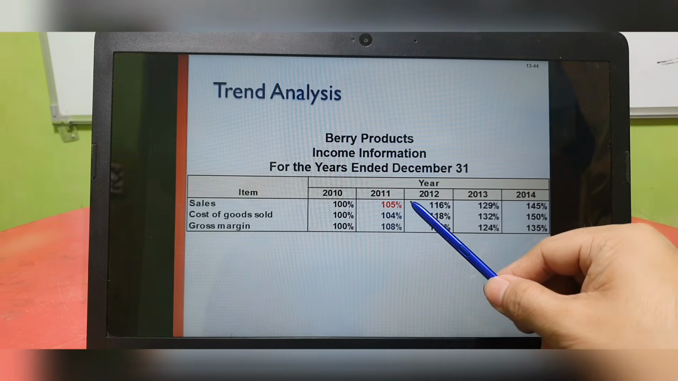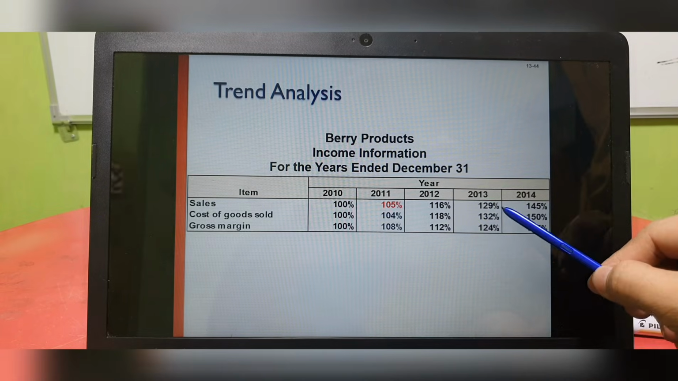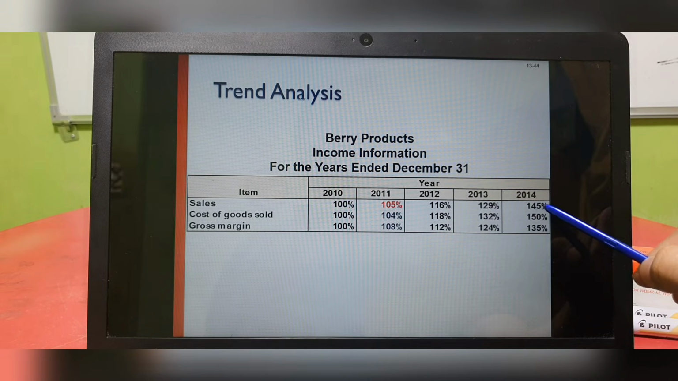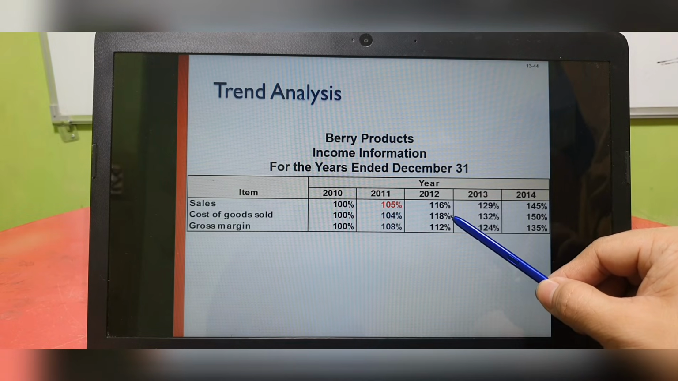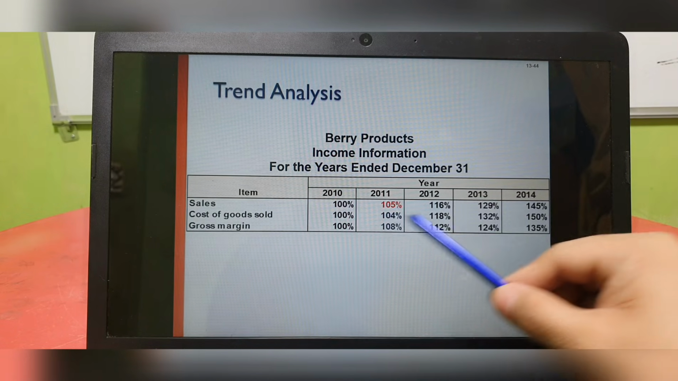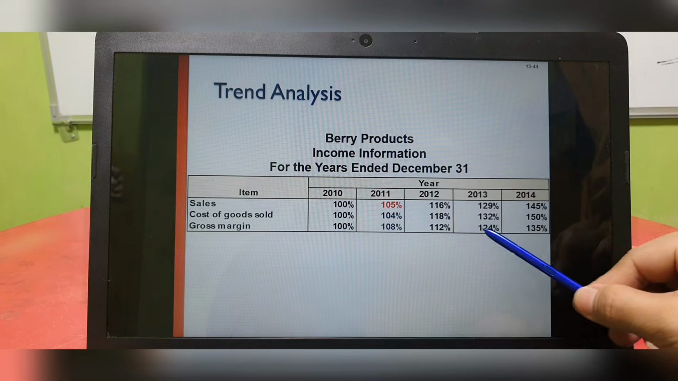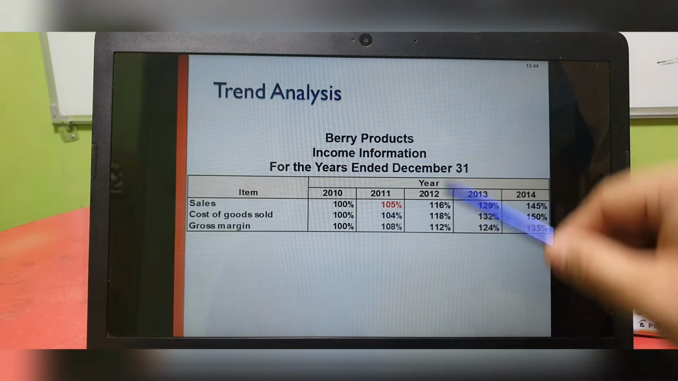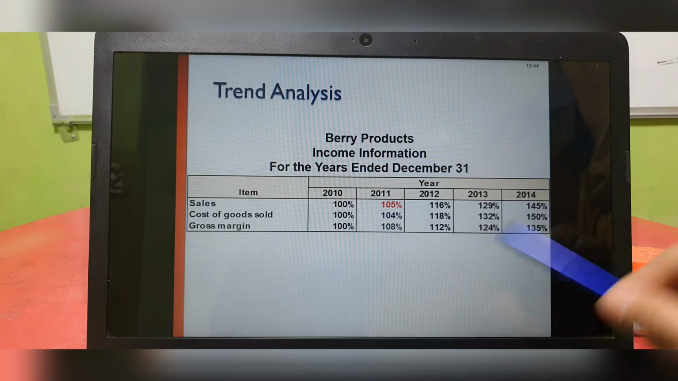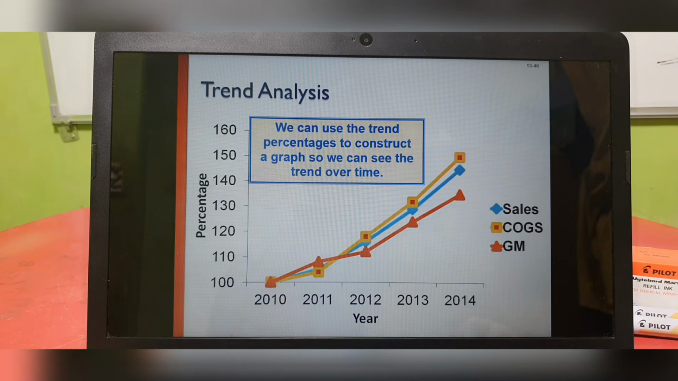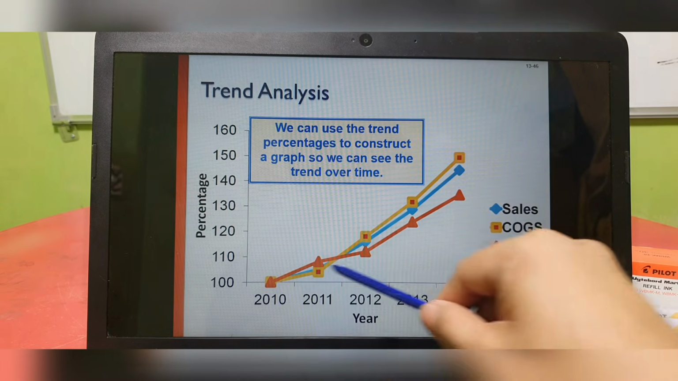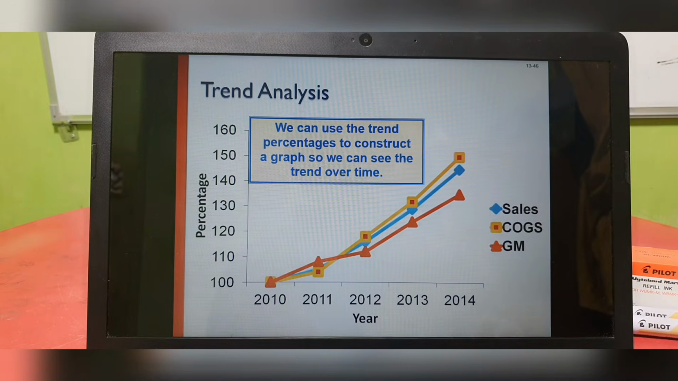Let's check. 100, 105, 116. Yes, tumataas naman. Pero kung makikita natin, mas malaki yung pagtaas ng COGS kesa sa pagtaas ng sales. Pero, yung gross margin natin, pataas din. By looking at the table, isa-isa mo talaga titingnan kung tumataas or bumababa. Kaya naman minsan, we can make use of graphs. Ayan. So, sa graph, kita natin, kahit na hindi natin makita yung mismong figure, na ang trend natin is going upward. Okay?